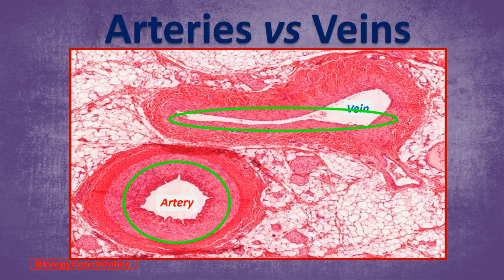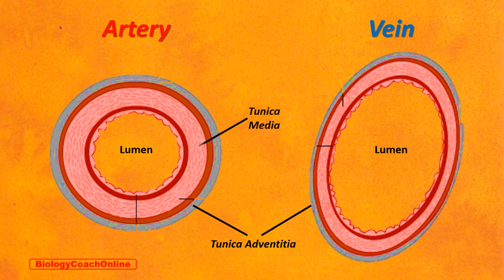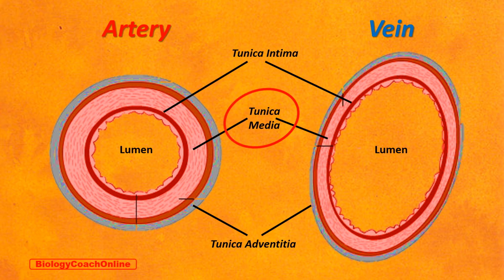So if we examine the gross anatomy of the generic artery and generic vein side by side, we see the lumen here and here. When we compare arteries and veins, we can see that they have three tissue layers in common. Now we call these tissue layers tunics, like jackets. And so we see the tunica adventitia, that's the external jacket, the tunica media, that's the middle jacket, of course, and the tunica intima, that's the internal jacket. It's the tunica media, or middle jacket, that I want to focus on here.